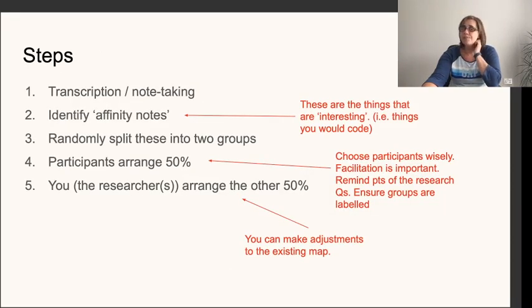You have your transcription or your note taking, so this is your data, and then you identify affinity notes. So the researcher would go through and do this. This is perhaps the most subjective area of this process, and what I have done in the past is have people take a subset of my data and also identify affinity notes to see whether we've identified the same things, the same topics. And I've also had multiple people do it and only use the things that we both code as interesting so that there's consistency.